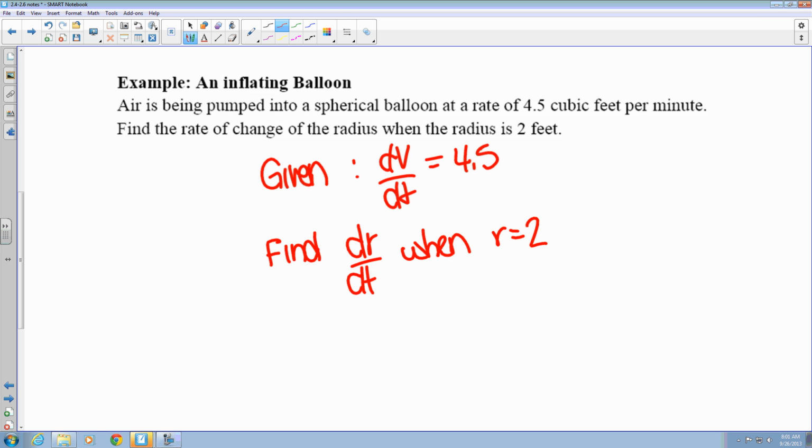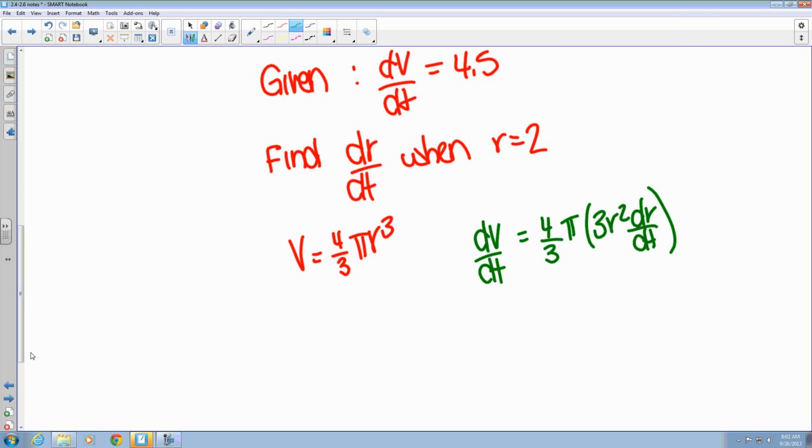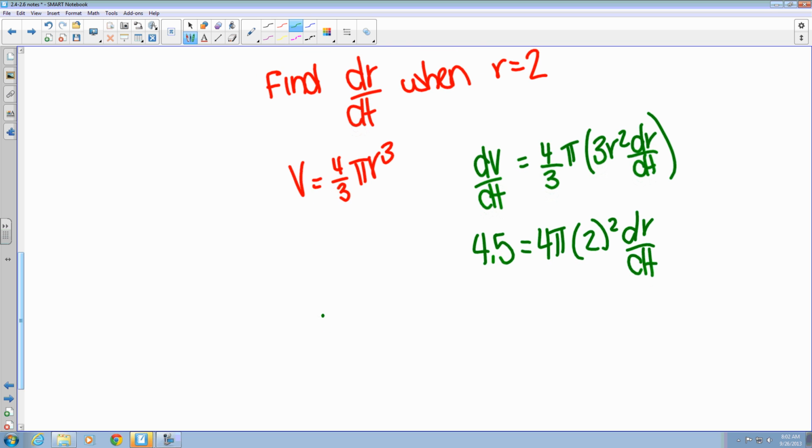So we have to think about what relates our radius and volume of a sphere. That would be 4/3 pi r cubed. If we take the derivative of 4/3 pi r cubed, it's dV/dt equals 4/3 pi times 3r squared dr/dt. And then from there we plug in everything that we have been given, which is dV/dt, r, and we need to find dr/dt. So we're going to do 4.5 divided by 16 pi.